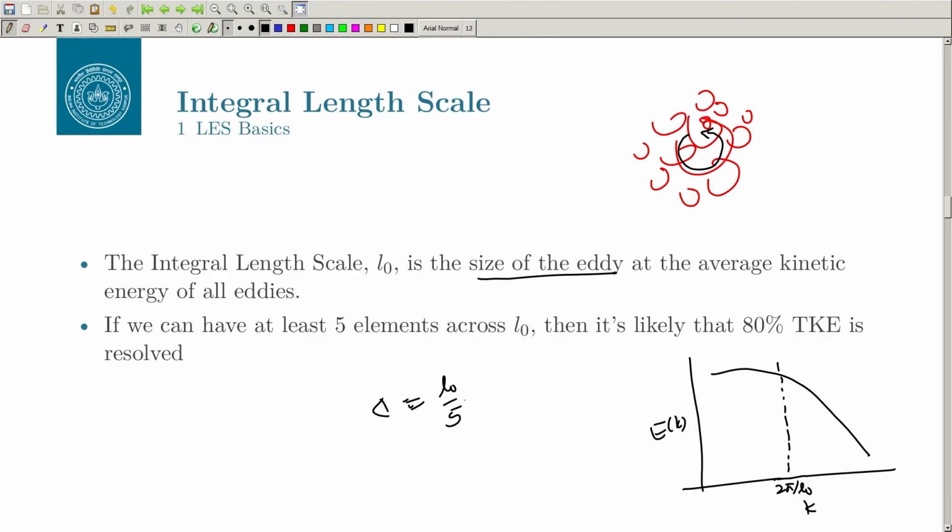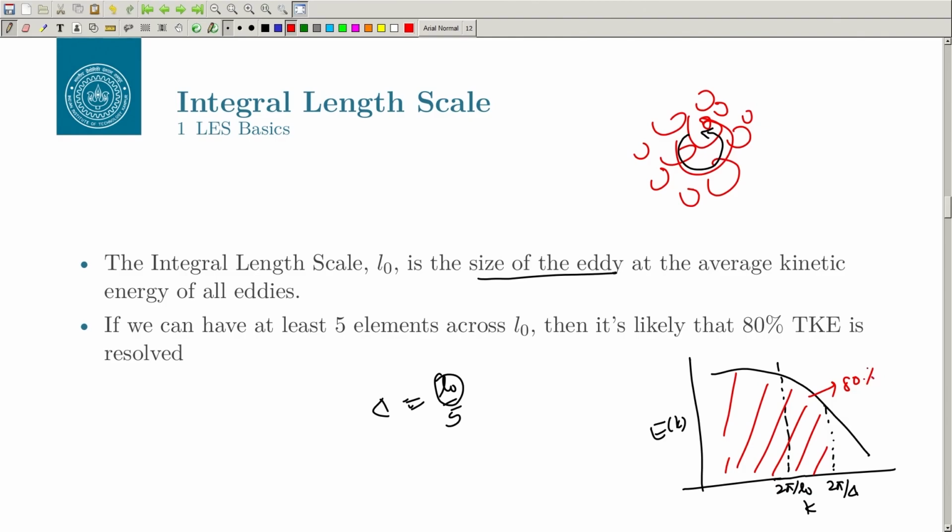So, if we choose a size of delta which is L naught by 5, here we will have somewhere this 2 pi by delta, right, because delta is smaller than L naught. So, the claim, or rather a rule of thumb, is that if you could have a mesh which is resolving your integral length scale by using 5 elements, or your element size is 1/5 of your integral length scale, then it can resolve 80% of the energy. So, this region now can resolve the 80% of the energy, right.